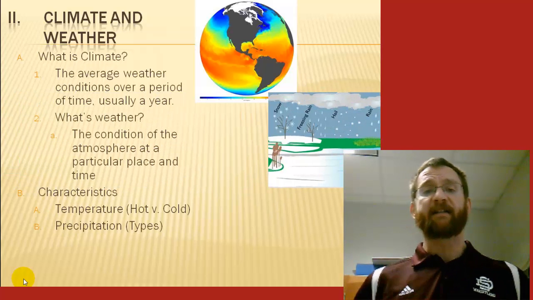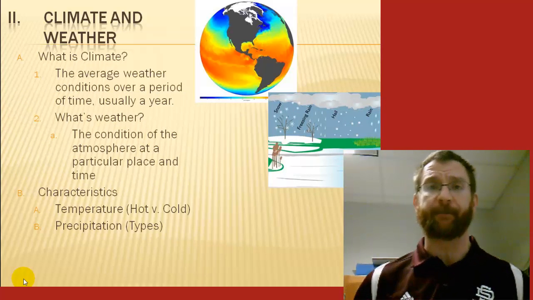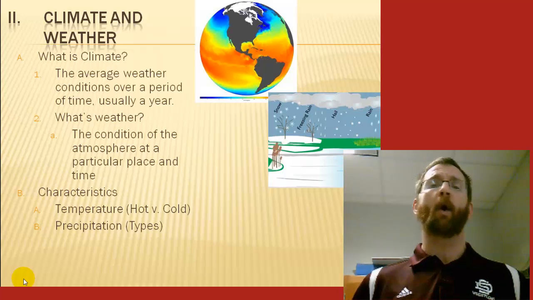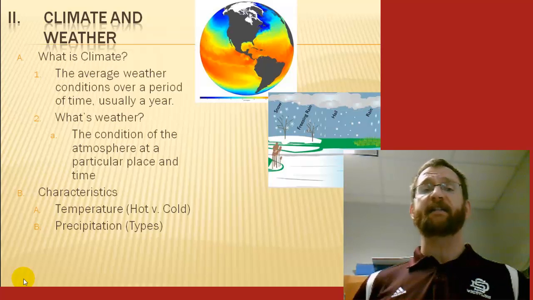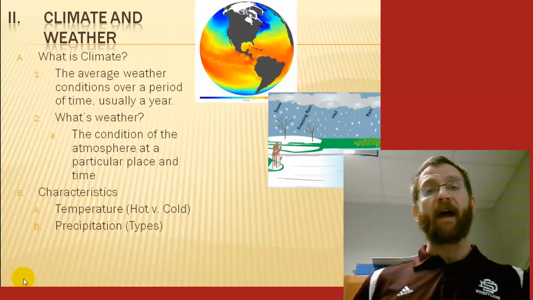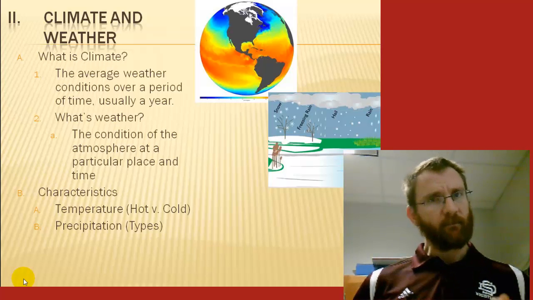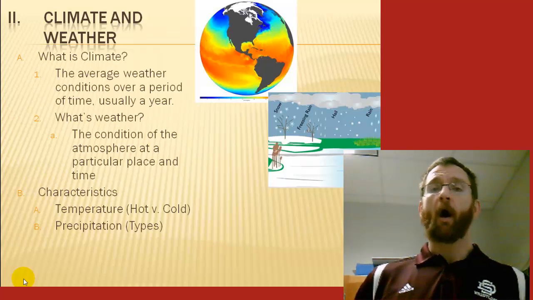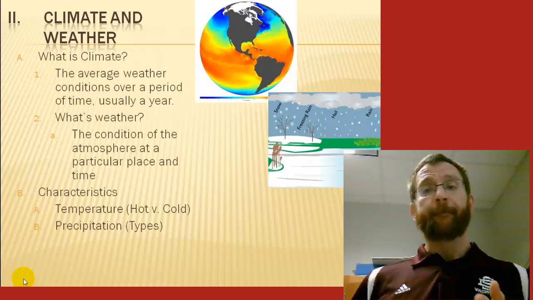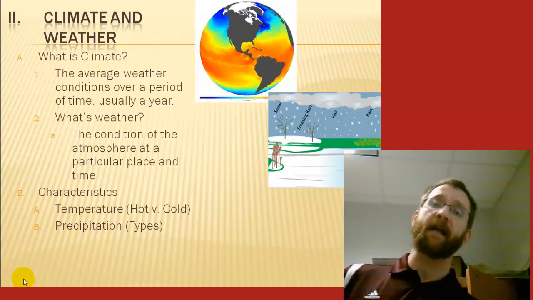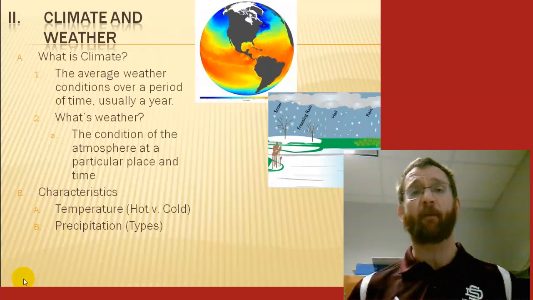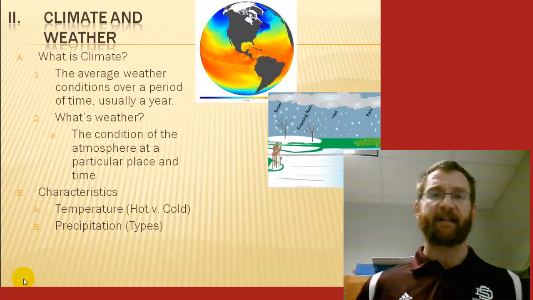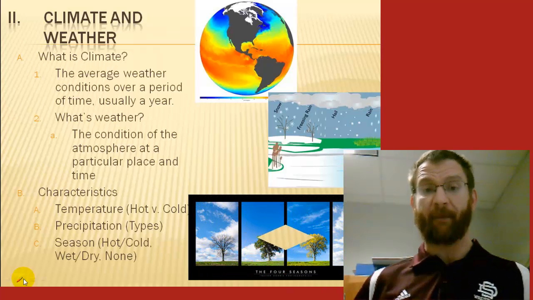So we're describing a place and whether or not it's hot or cold, and we're giving that number in average temperature in a year. Second thing we're going to look at is the precipitation. We're going to look at how much precipitation an area gets in a year, and we're also going to look at what types. Remember, precipitation is simply put water falling out of the sky. It takes several different forms. Rain, snow, sleet, hail are all different forms of precipitation. And when we look at precipitation, we're going to look at how much falls in an area over a given time. And usually, again, that's a year. That's what we talk about when we describe climate.